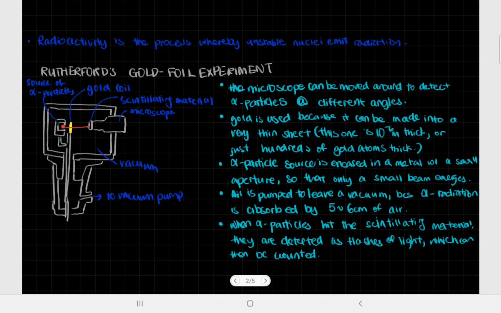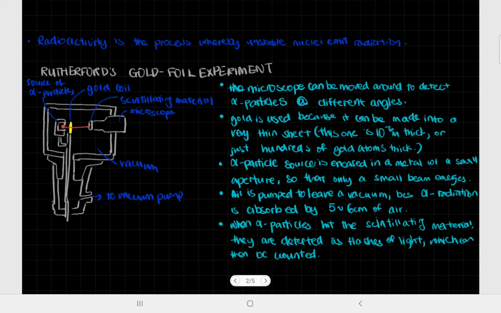So this is about Rutherford's gold foil experiment as it is in the A-level syllabus, particularly the final chapter of the AS syllabus, which is about radioactivity. First of all, the definition of radioactivity is that it is the process whereby unstable nuclei emit radiation.